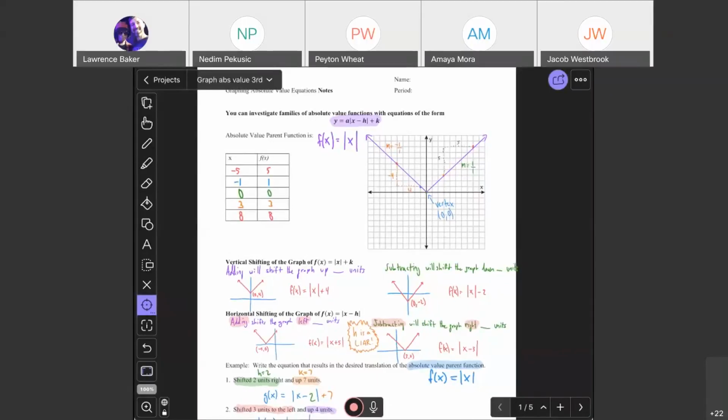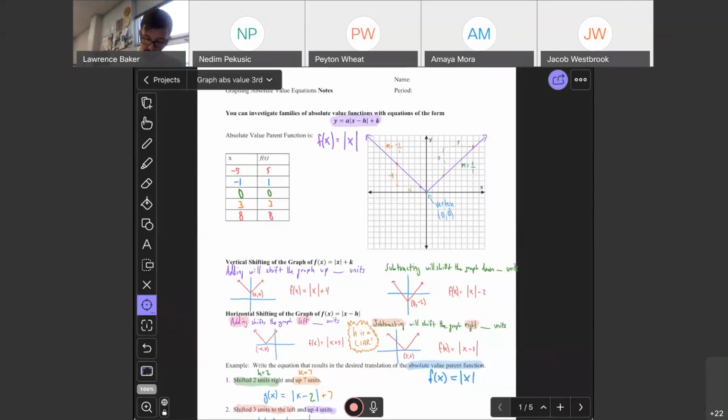Right. So we talked about the absolute value function. We showed that V shape. The vertex should be at 0, 0. The right side should have a slope of up 1, right 1, up 1, right 1, up 1, right 1. And the left side should have a slope of up 1, left 1, up 1, left 1, up 1, left 1. You can kind of get used to that. It's our parent function, right? Our standard for what this group of functions should look like.